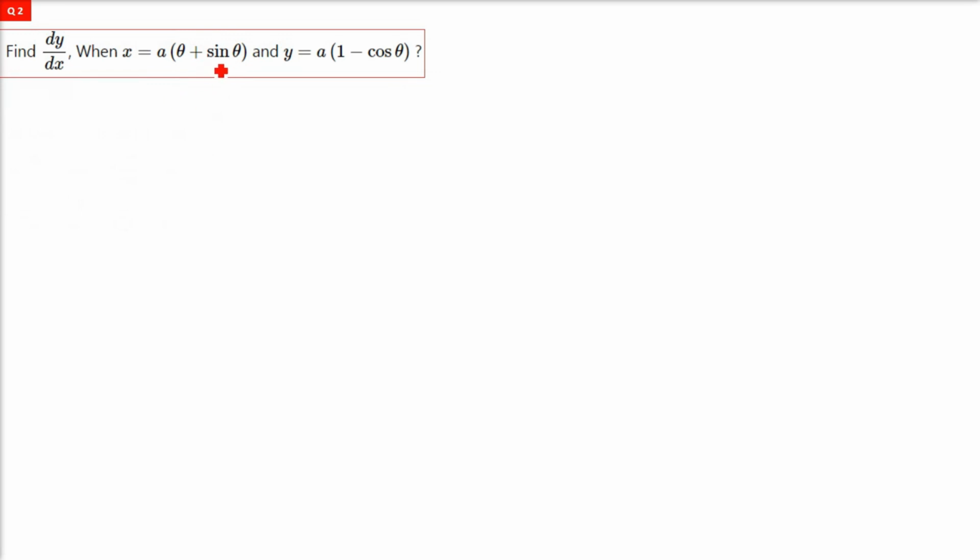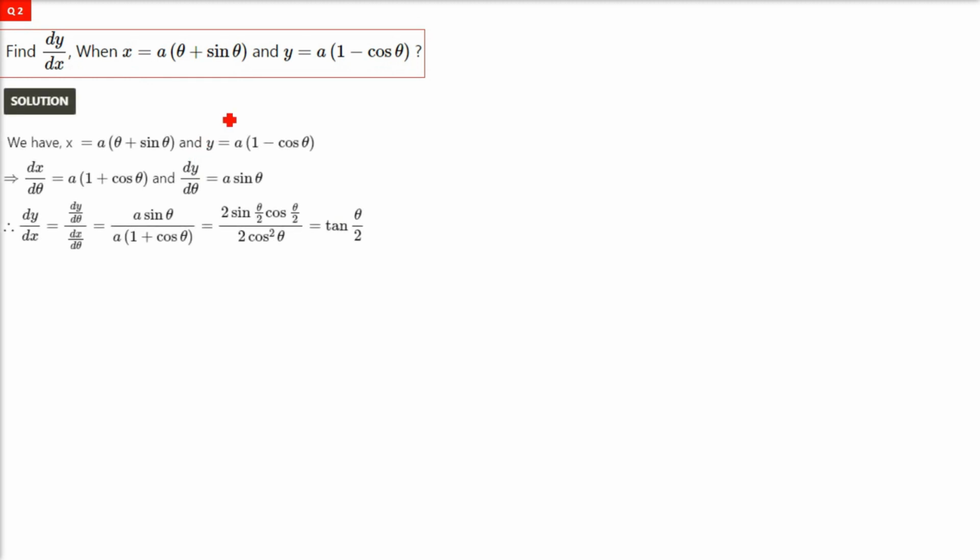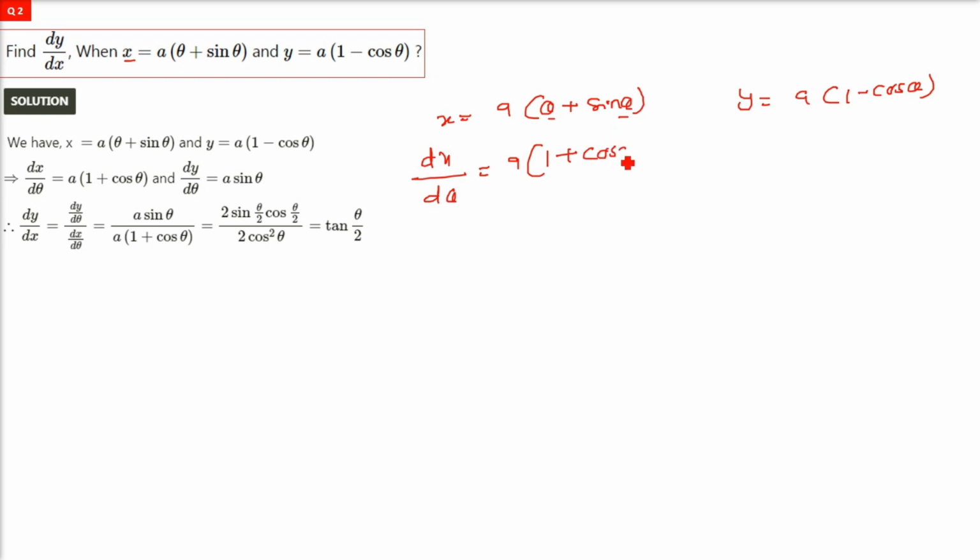Next is the same thing, but now with respect to theta. Sine and cos are involved. So dy by dx we'll find in the same way. x is equal to a into theta plus sine theta, and y is equal to a into 1 minus cos theta. Now dx by d theta is equal to a in front, so we will not worry about that. Theta gives 1, sine theta gives cos theta. I am differentiating with respect to theta.